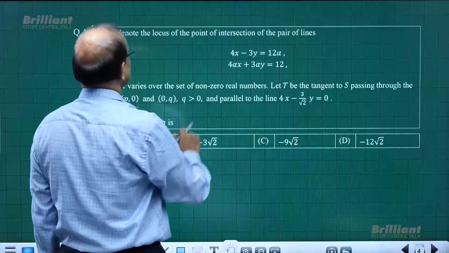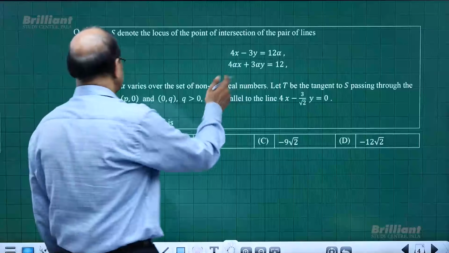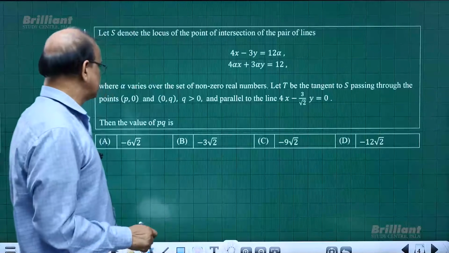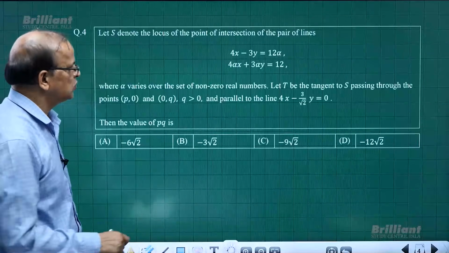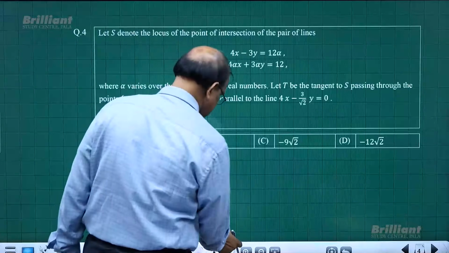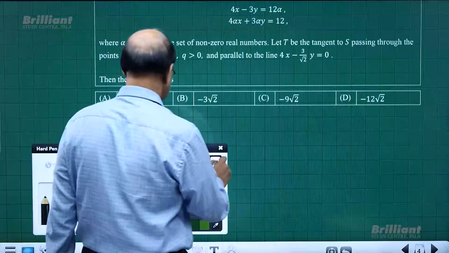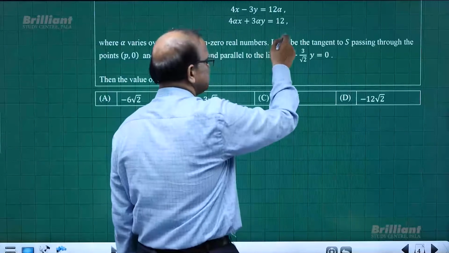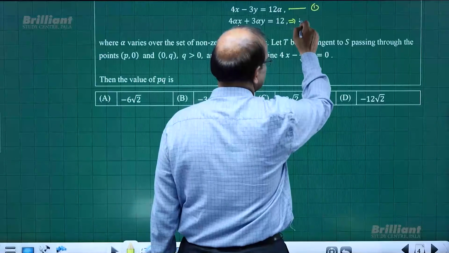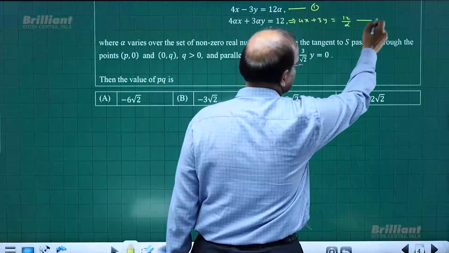What is this? Let us denote the locus of the point of intersection of a pair of lines, where alpha varies. T is a tangent to S passing through the points P, 0 and 0, Q, Q positive, parallel to the line given, then the value of PQ is... So here we can take the first equation. This equation we will write as 4x plus 3y equal to 12 by alpha.